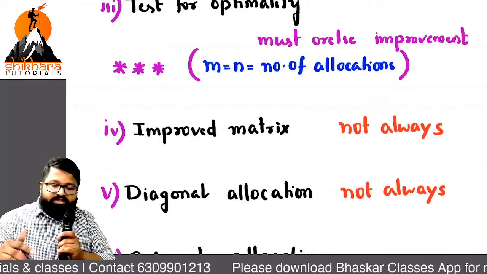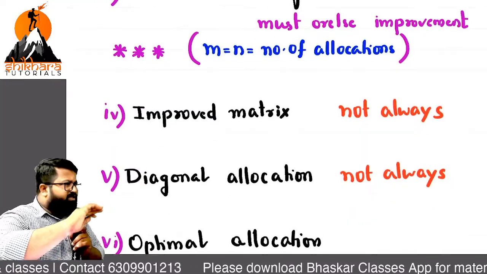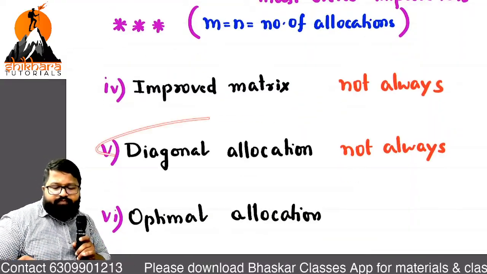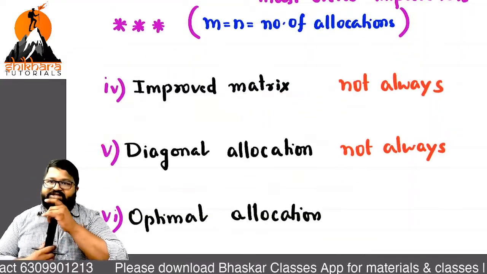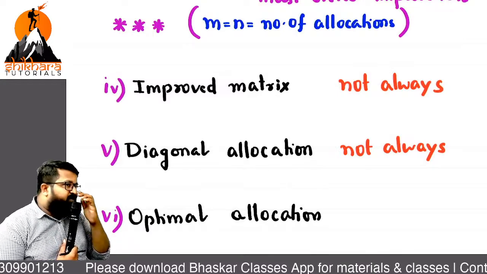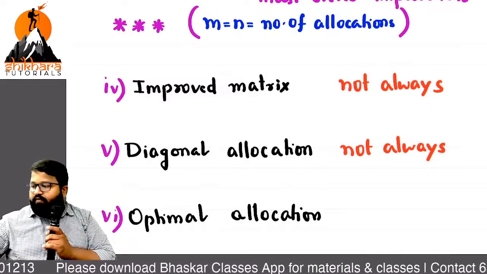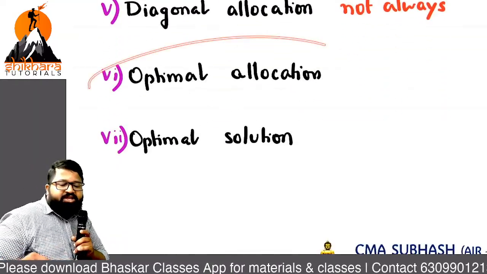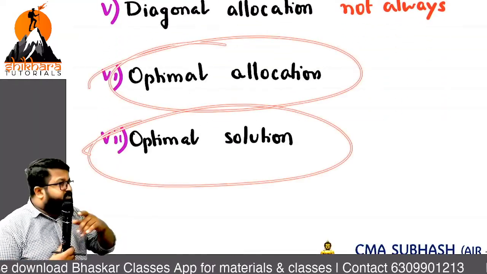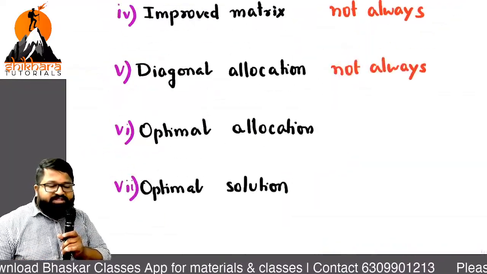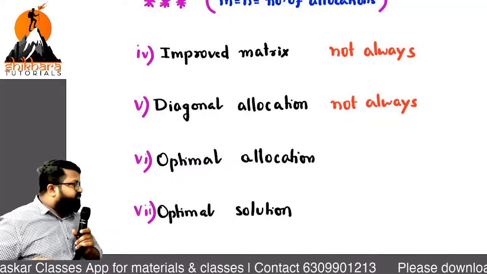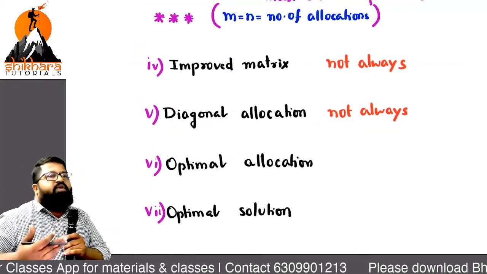Okay. Sir, and this is not required always. Sometimes it may be, sometimes it may not be. And what about the next step? Diagonal allocation. This is important. When we go with the problems, we will go with that part. And sir, optimal allocation and optimal solution. Is it clear? These 2 steps are important. So for all the problems, we may get 7 steps or we may not.